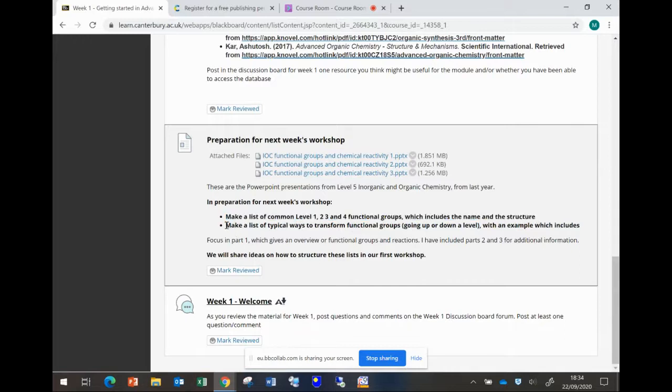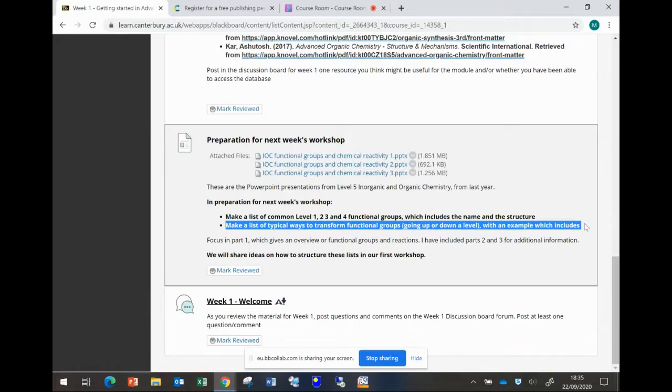And also, which is also covered in part 1 of these presentations, I'm asking you to make a list of typical ways to transform functional groups from one into another, and how you can go up or down a level into the different functional groups. If you don't remember right now, it makes more sense when you look at the presentation and hopefully the book, because we studied this idea of moving up and down levels of functional groups in inorganic and organic chemistry. I'm asking you to write down the reaction with an example, including the chemicals that you are using, so all the reagents.